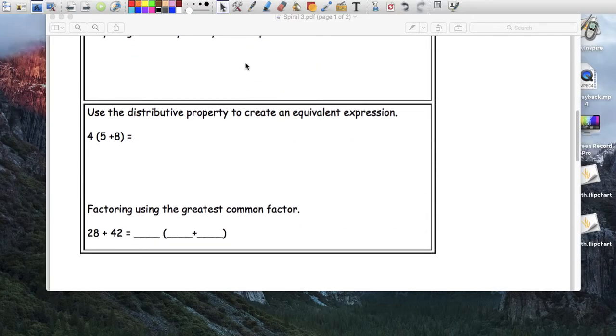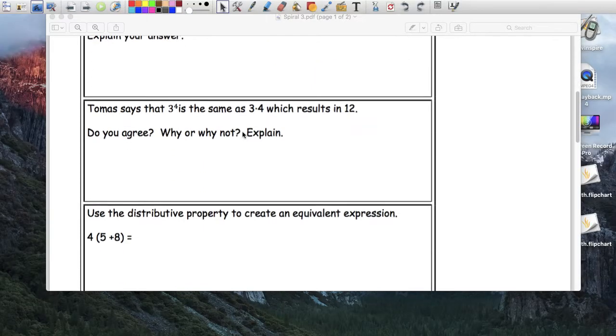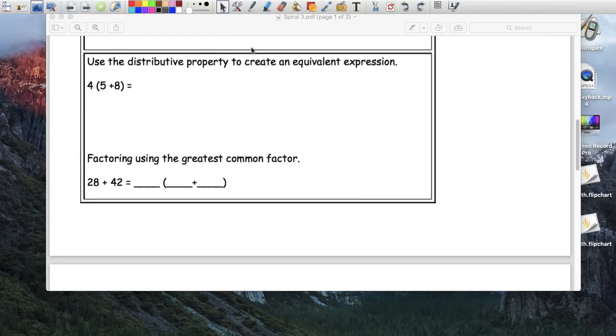Use the distributive property. Here we go. So the 4 is multiplying each of the terms, each of the numbers inside, via multiplication, right? So we get 4 times 5 plus 4 times 8. 4 times 5 is 20. 4 times 8 is 32. And 20 plus 32 equals 52.